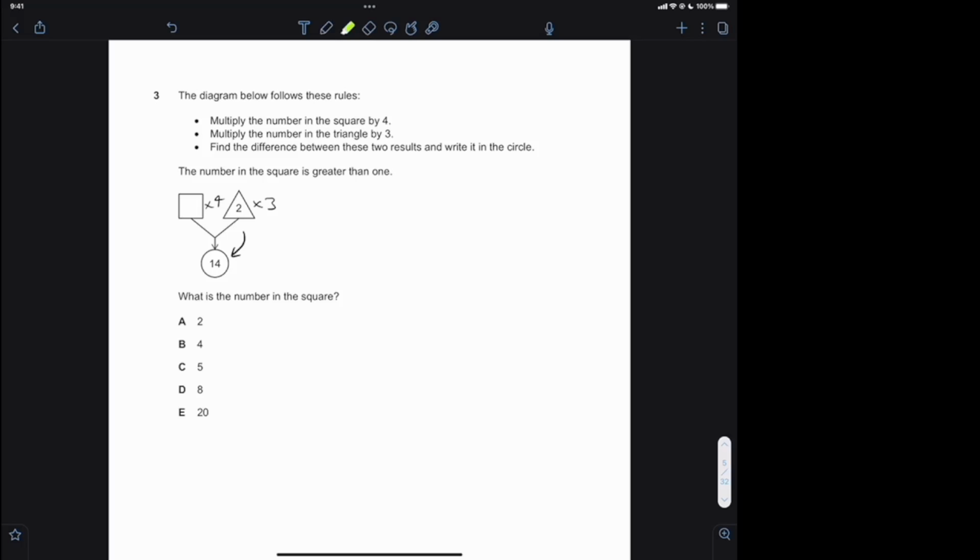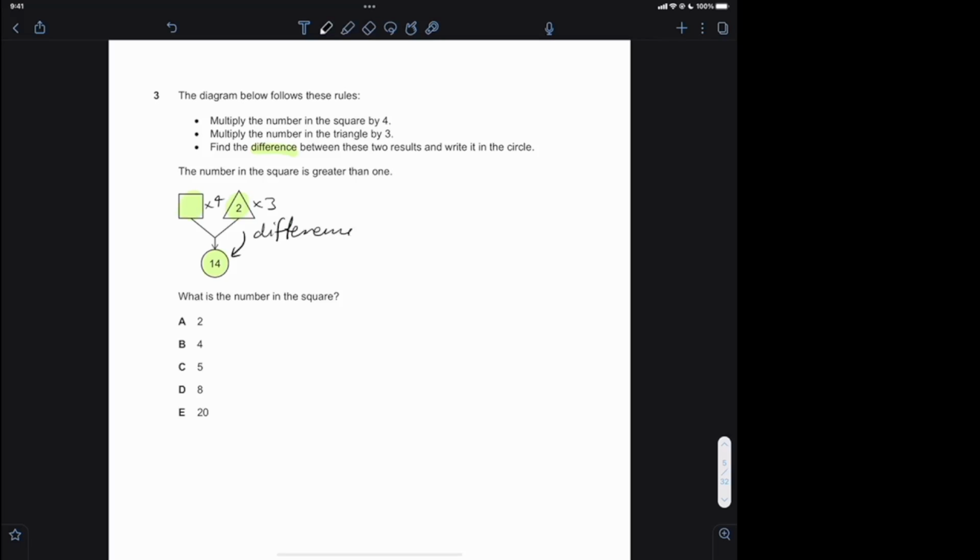The idea with all these questions where you have a stepwise process like this, go to this step, go to this step, is that the best way to find the number in the square is to work backwards. What we're told is the difference between the square and the triangle numbers after multiplying them by their respective numbers is going to be 14, because it's the number in the circle. So this is the difference.